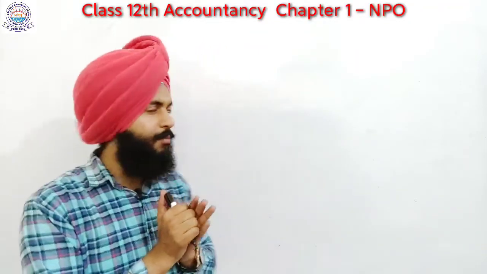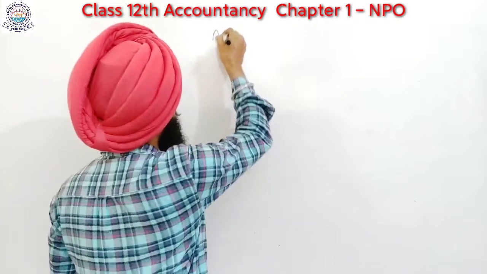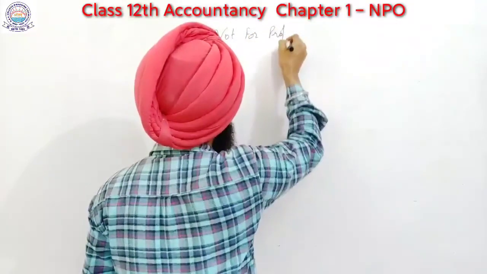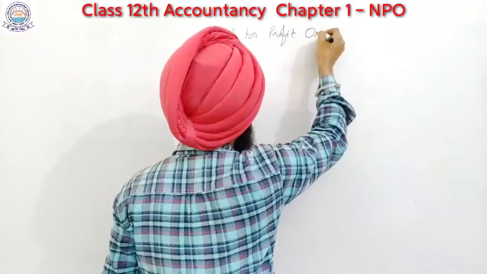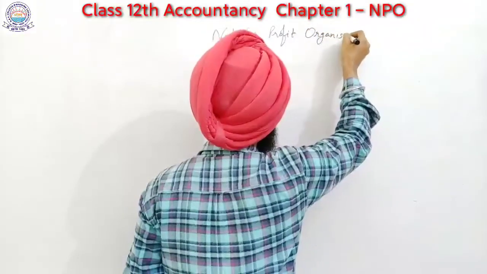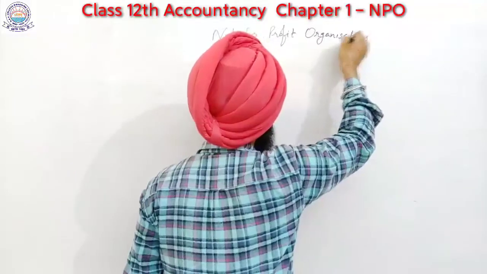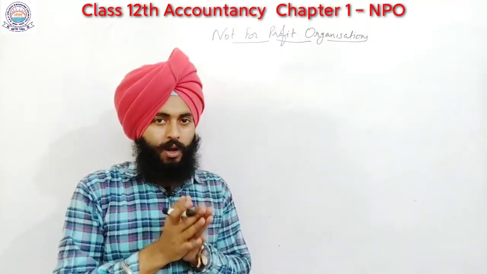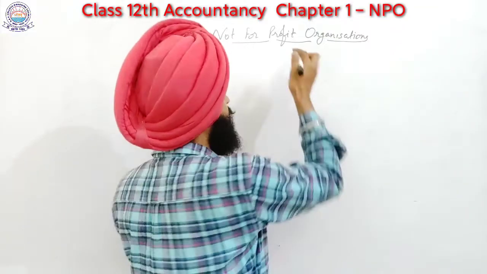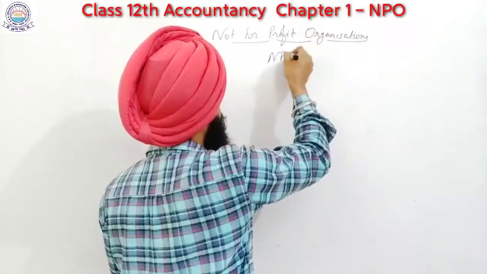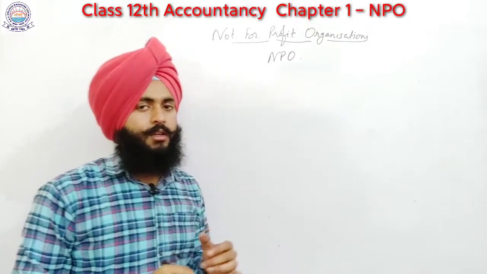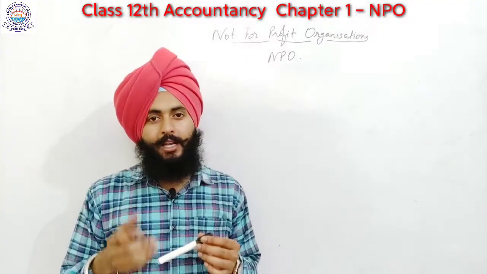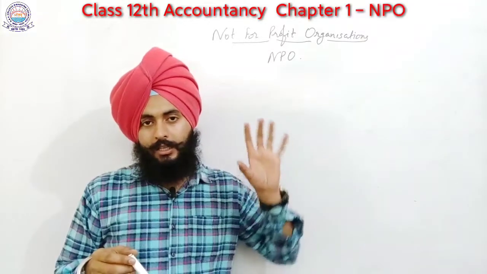Today we are talking about the first chapter from your syllabus, class 12th Accountancy. The chapter's name is Not for Profit Organizations, also called, by the famous name, NPO. So let's have some background. What is in this topic?